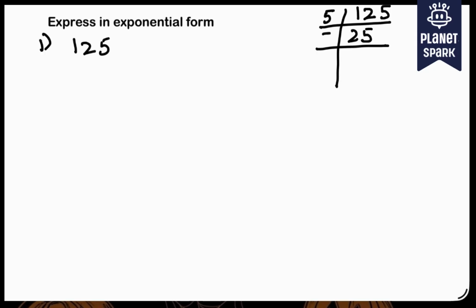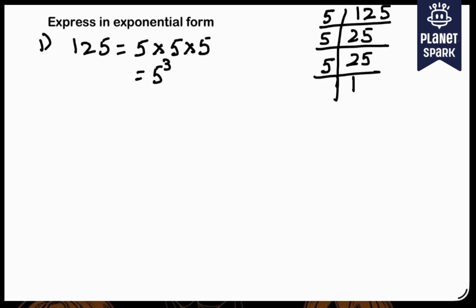Now we'll express the numbers in exponential form. Let's learn how to express them in exponential form. 125. To express the numbers in exponential form, we'll do the prime factorization. 125, we'll find out the prime factors. When I divide it by 5, I get 25. Again I'll divide it by 5, I'll get 5. Again I will divide by 5, I will get 1. So 125 is equal to 5 into 5 into 5. That means it is 5 raised to the power 3.